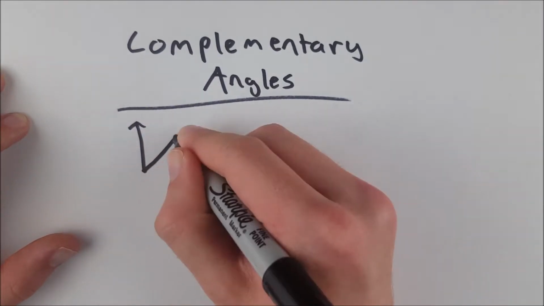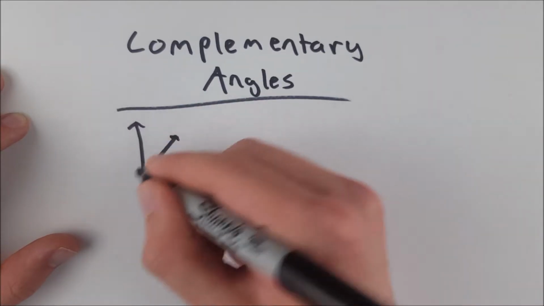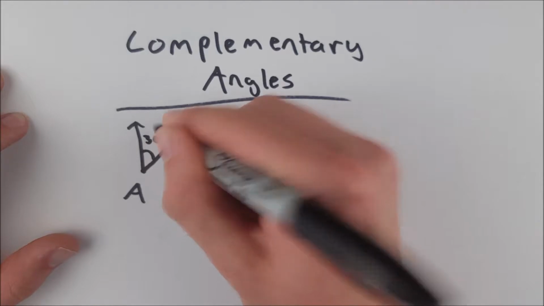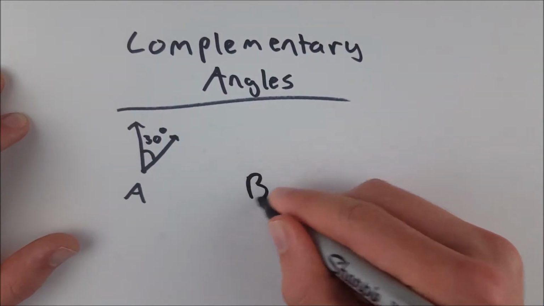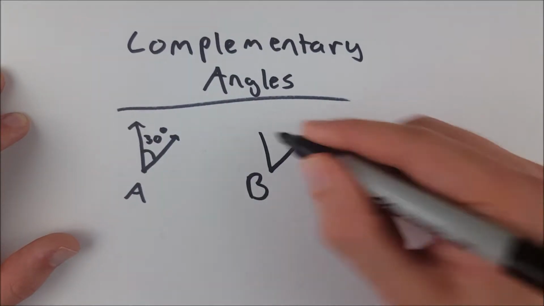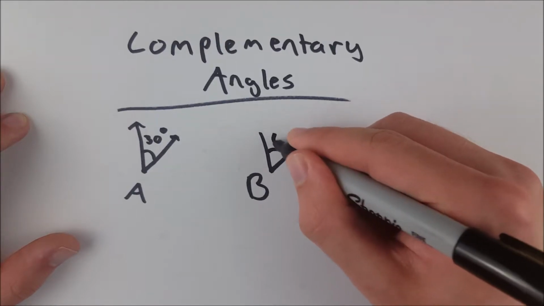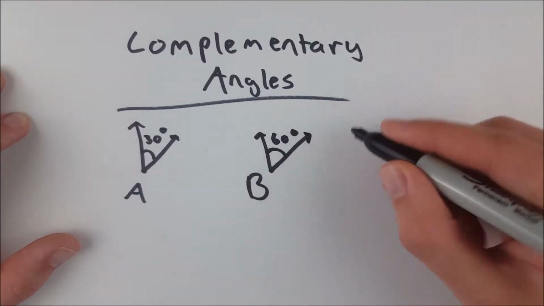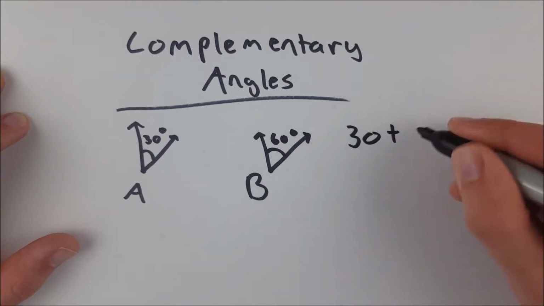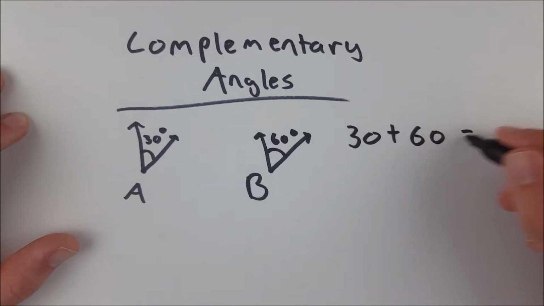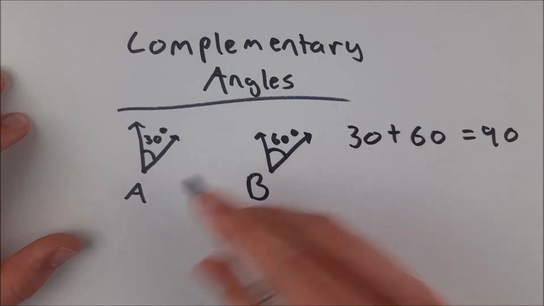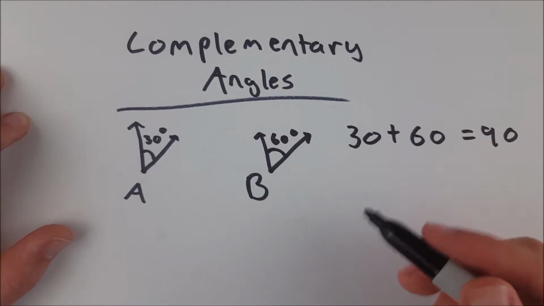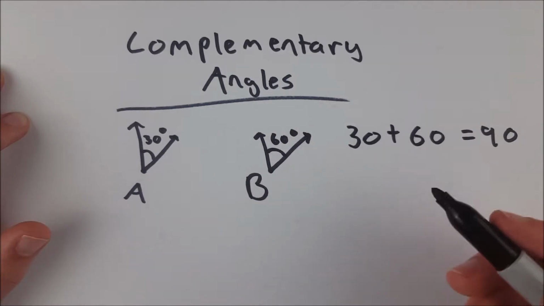So if you have an angle like this, let's say that this is angle A, and it's got a measure of 30 degrees, its complement would be angle B over here with a measure of 60 degrees. These two angles are complementary because 30 plus 60 is equal to 90. Therefore, if you were to place these angles adjacent to each other, and they were drawn to scale, I might specify, then they would create a right angle.